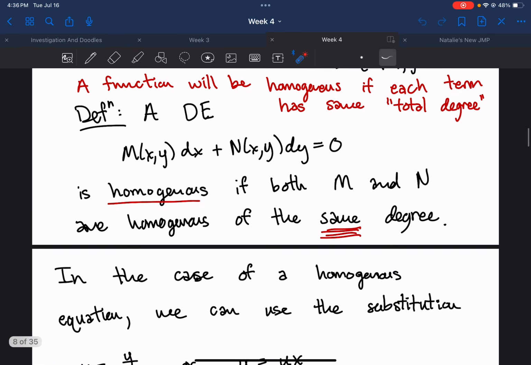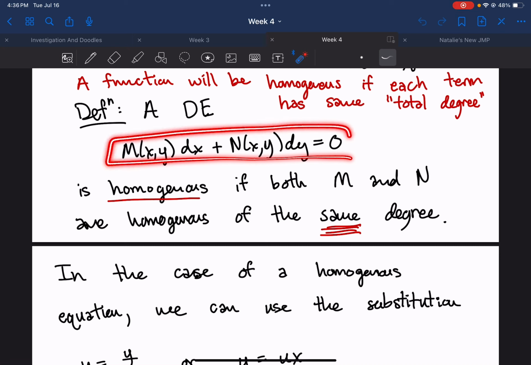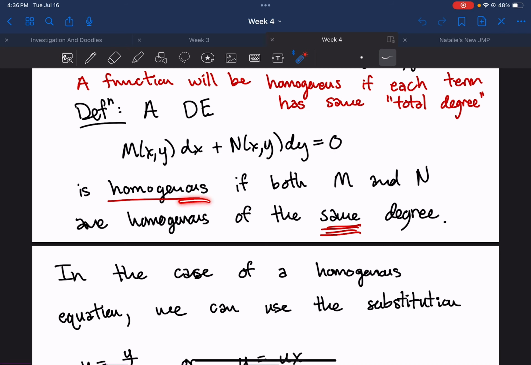Here's a definition for you. A differential equation that looks exact, but not necessarily exact, in the differential form is said to be a homogeneous differential equation if both M and N are homogeneous functions of the same exact degree. So if M and N are homogeneous functions of the same degree, this differential equation in its differential form is called a homogeneous differential equation.